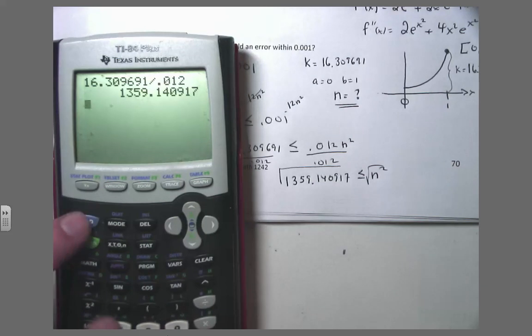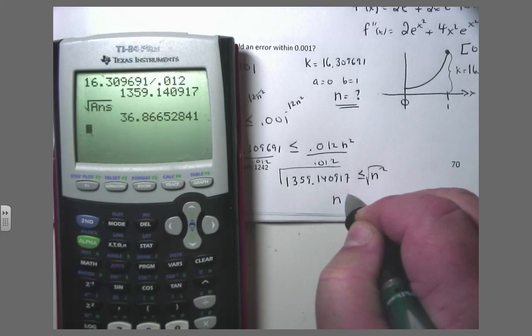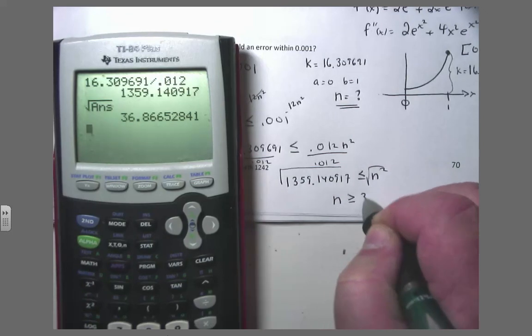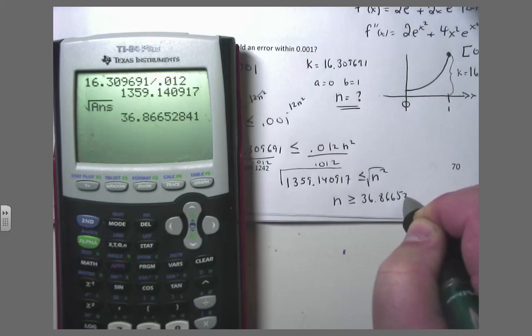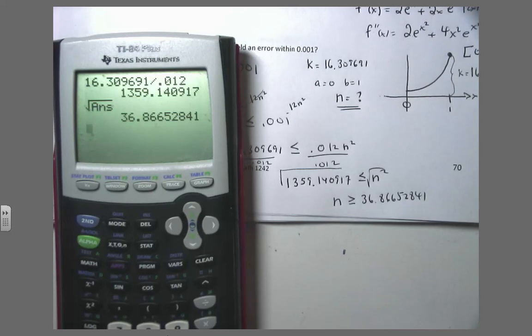So I'm going to take the square root of this answer there, and what do I get? I get n has got to be greater than or equal to 36.86652841. But here's the problem. I want to know the number of partitions I need to take this thing out to. I cannot have 0.86652841 of a partition here.